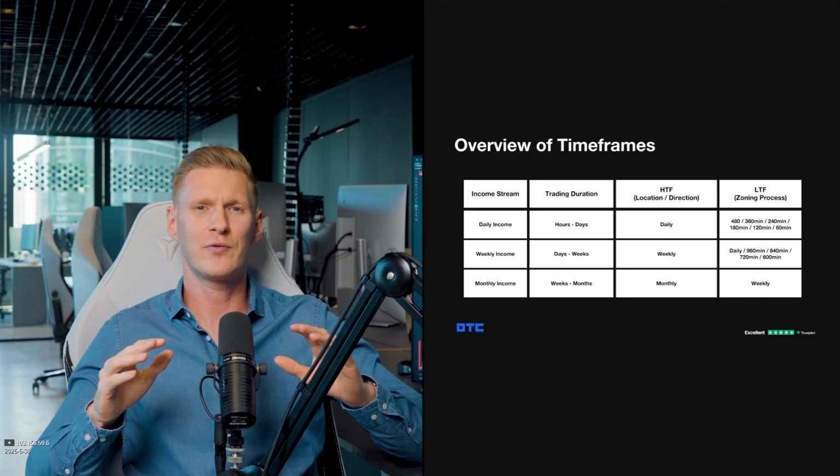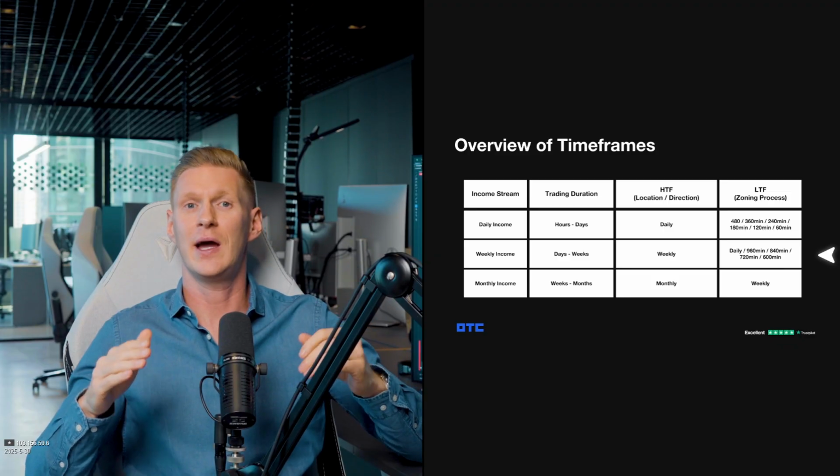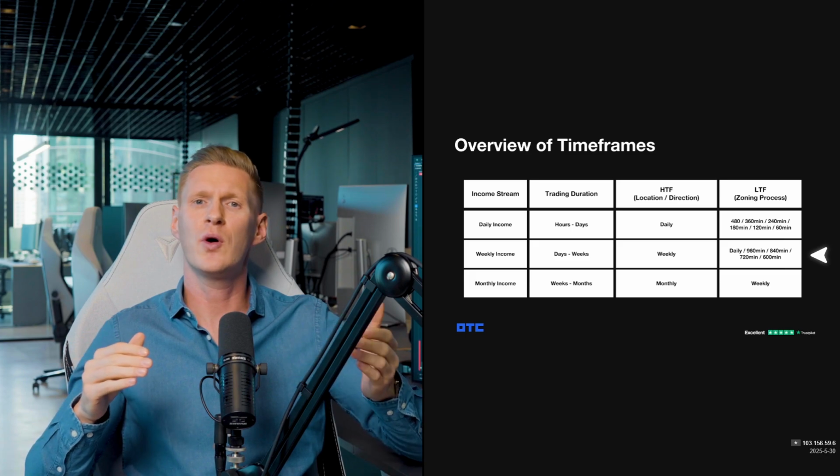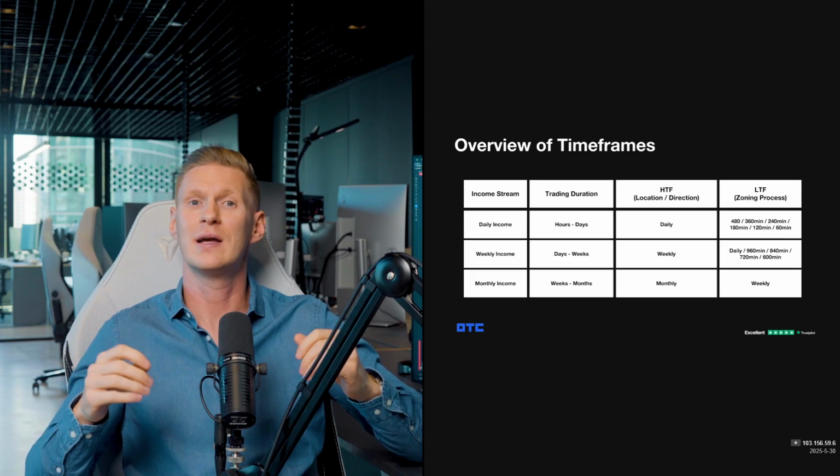The lower time frames then include the daily, 960-minute, 840, 720, or 600-minute chart. Personally, I rely heavily on weekly income trades using weekly and daily charts, and occasionally checking the monthly chart for extra context. This big picture perspective helps confirm my strategy and improves both the likelihood of success and the risk to reward ratio.